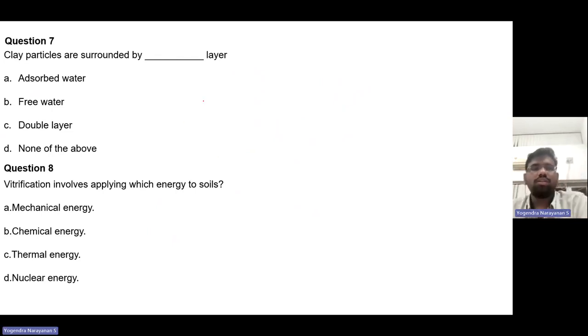So here we have to remember two concepts to understand the peculiar phenomena of clay mineral and water interaction. Essentially, we know that clay particles are usually plate-like grains. At the edges, they possess positive charges, and on the surface, they possess negative charge.